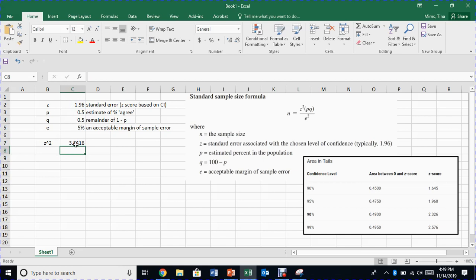So now Excel has calculated for us this little piece of information, z-squared, using the information we said we're using for z. See, if we were using a different confidence level, we would change that z-score.